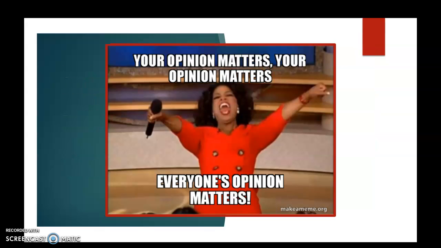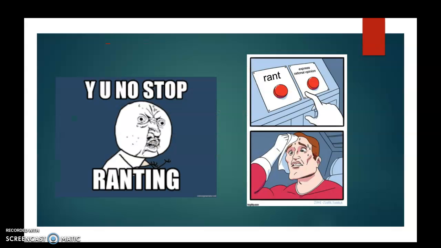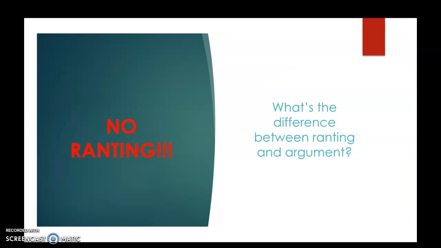Here's a pro tip. Your opinion matters. Take a confident stance. You are as worthy as the original author, and you stand on equal ground. And you can fake it till you make it if you don't feel confident. That said, one thing to avoid is ranting. But sometimes the difference between ranting and argument isn't super clear. What do you think is the difference?